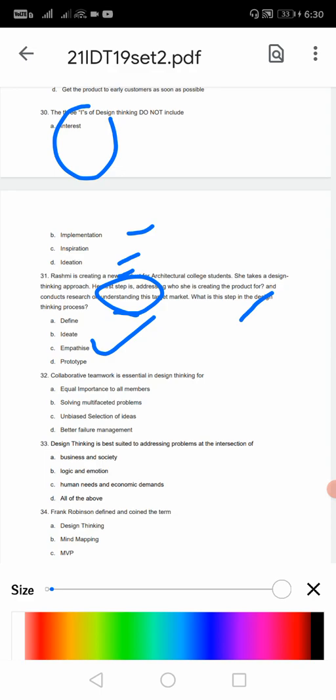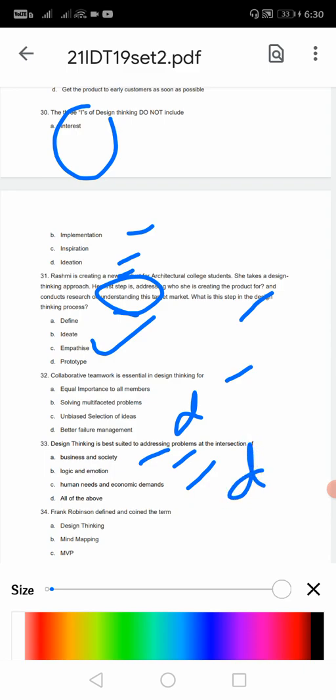32, collaborative teamwork is essential in design thinking for. The answer is D, better failure management. Next, 33, design thinking is best suited to address problems at the intersection of. The answer is D, all of the above: business, logic, human needs, all of the above. So the answer is D.